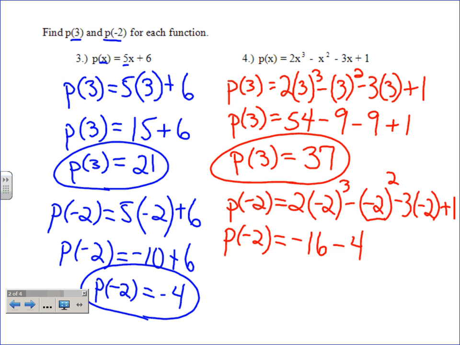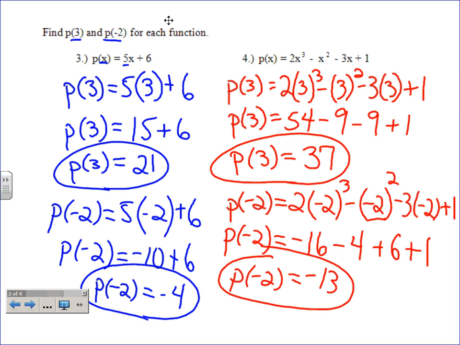How about these? It's a negative times a negative. Is there any power up there? No, so you don't have to worry about it. All right, so let's get rid of that. So that's a positive 6 plus 1. And we get p of negative 2. I think hopefully it's obvious that it's a negative number. Basically it's negative 20 and a plus 7. Negative 13. Questions on any of those?